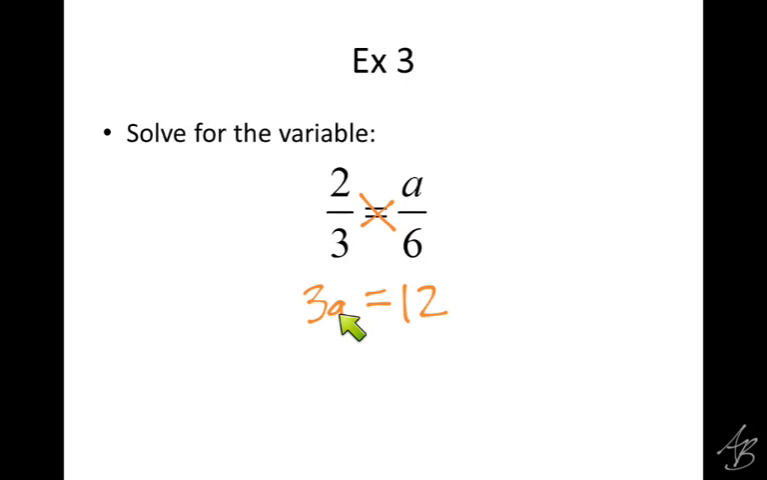Would it be okay if I wrote instead of 3a, a3? No. Whenever we have a variable and a coefficient or a number that we're multiplying by the variable, we always want the number first. All right, now we want to get a by itself, so what do I do?